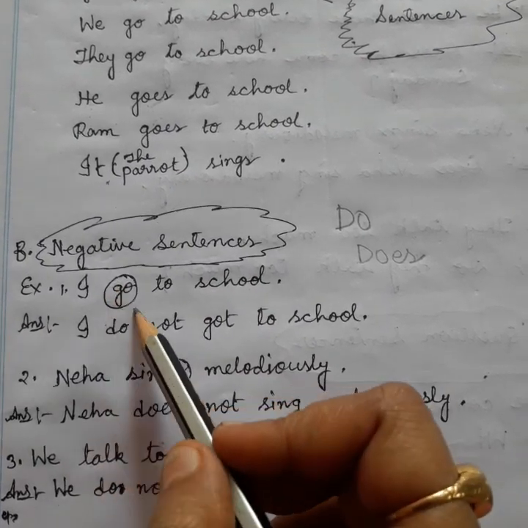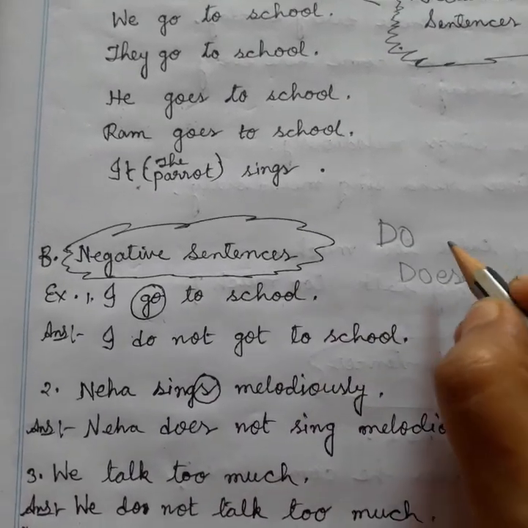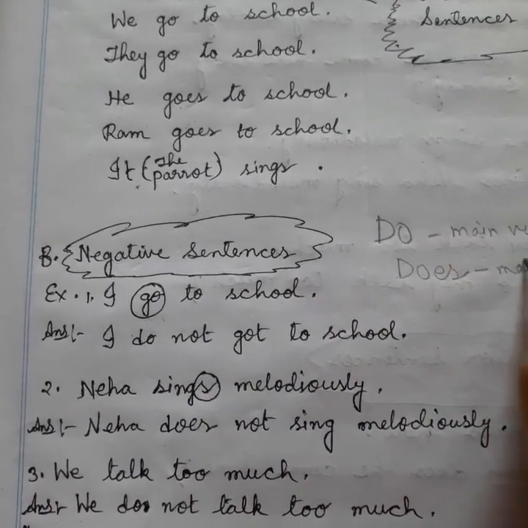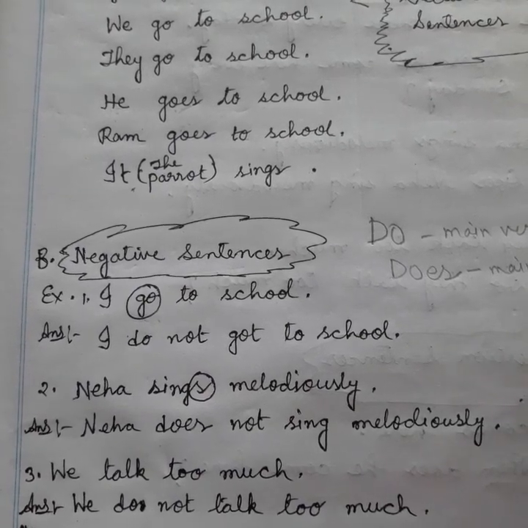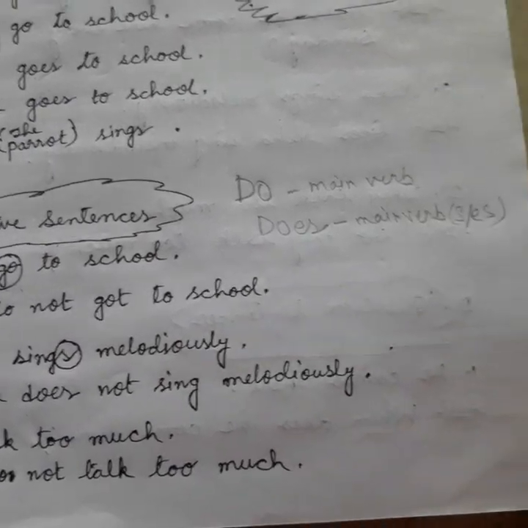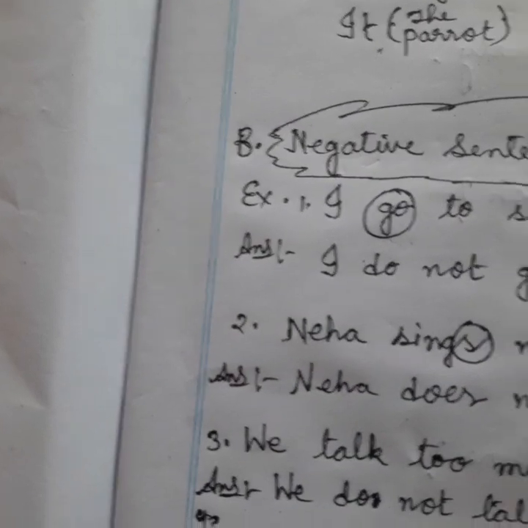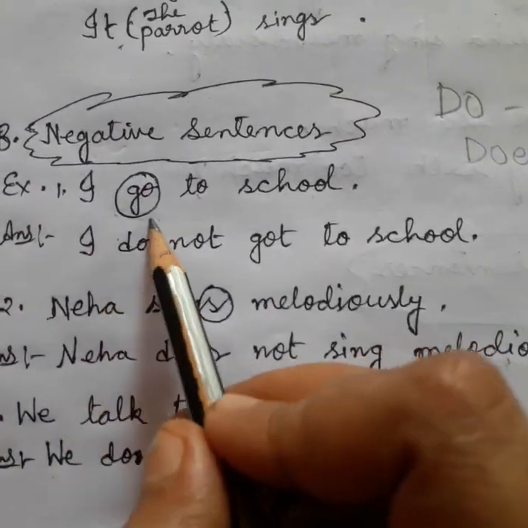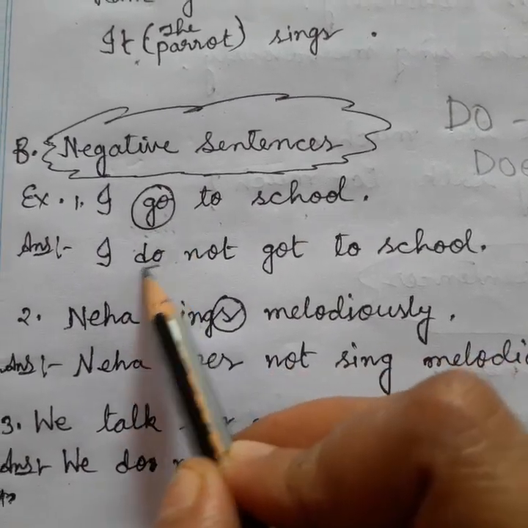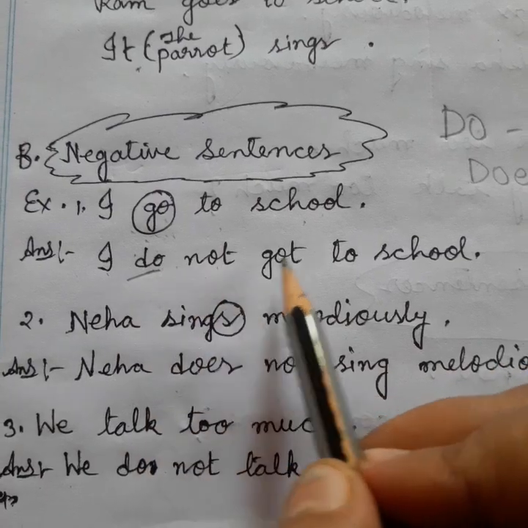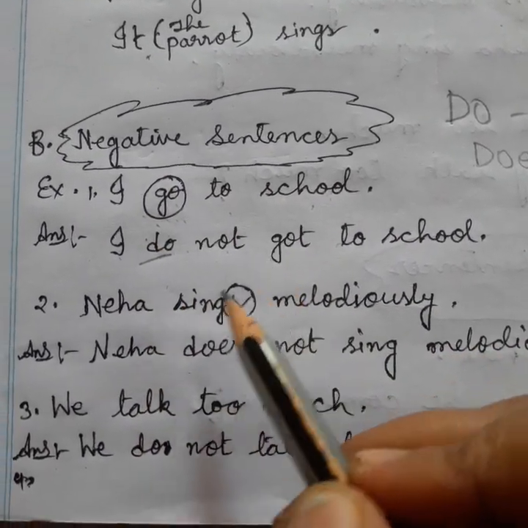Now see how we will frame a negative sentence. With the main verb I will use do, and does I am going to use when the main verb has s or es. Okay. Now you see, I go to school. So go is the main verb. For go I have used do. Okay. I do not go to school. I go to school. I do not go to school.